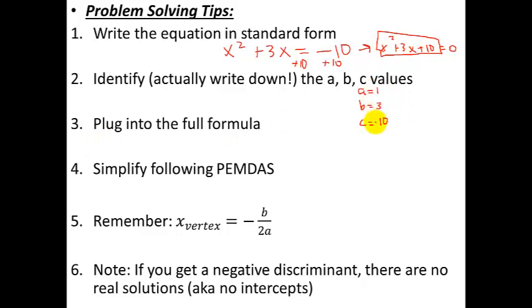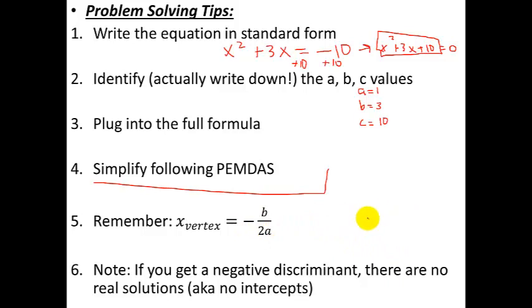Then you plug in those three values into the equation and you simplify following PEMDAS. Okay, so at that point you're done, you've got your two answers. But one good thing to remember is your vertex is at negative b over 2a, so your two answers should come out symmetrical around the vertex.